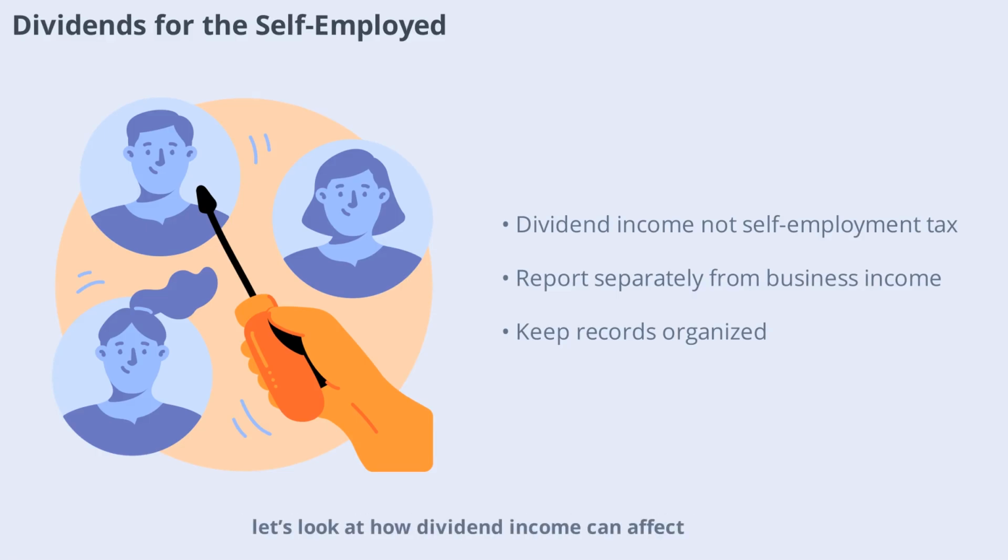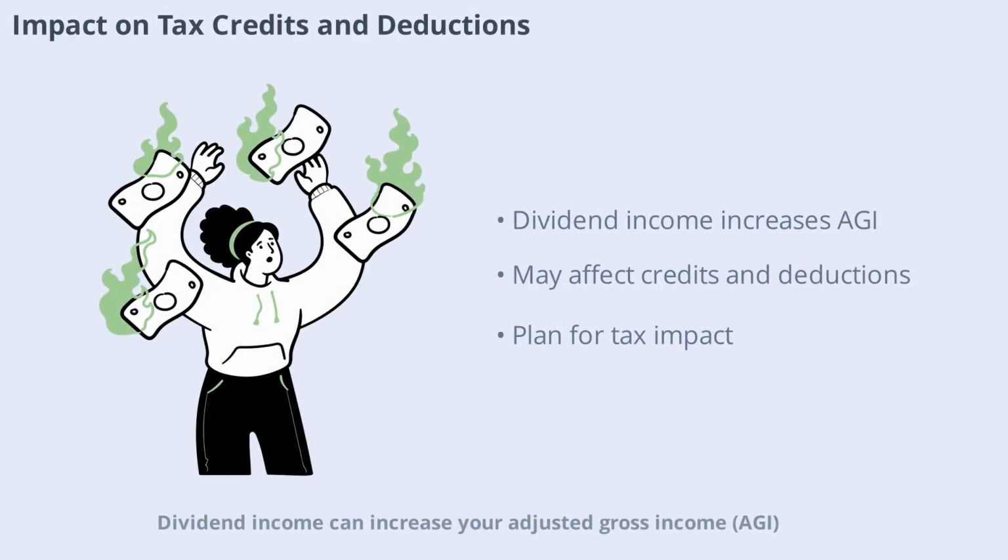Next, let's look at how dividend income can affect your eligibility for certain tax credits and deductions. Dividend income can increase your adjusted gross income (AGI), which may affect your eligibility for certain tax credits and deductions. For example, higher AGI can reduce or eliminate credits like the earned income tax credit or deductions for medical expenses. If you receive significant dividend income, it's important to consider how it might impact your overall tax situation. Planning ahead can help you avoid surprises at tax time.